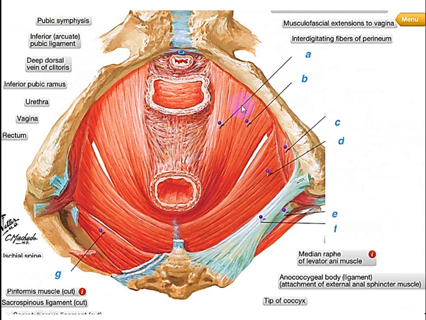This is the diagram of the female pelvis from the perineum, that is to say from below. This is the puborectalis muscle surrounding the rectum. This is the vagina, and this is the urethra. Here is the perineal body, and here is the coccygeal body. This is the pubococcygeus muscle, and this is the iliococcygeus muscle. All make the levator ani muscle, which is the diaphragm of the pelvis.